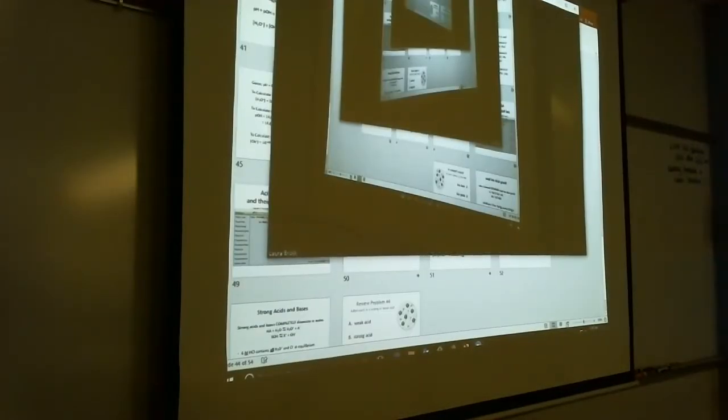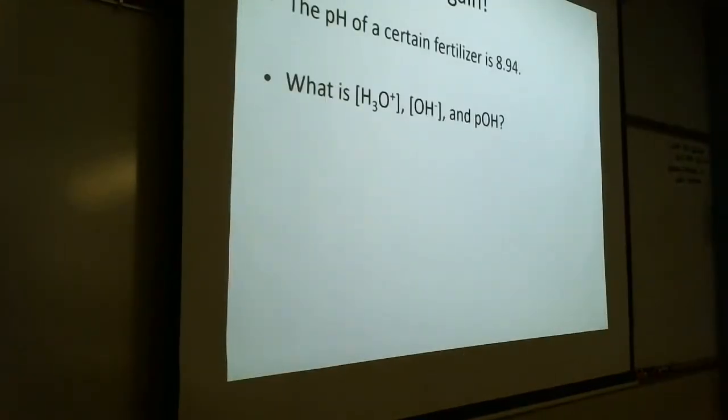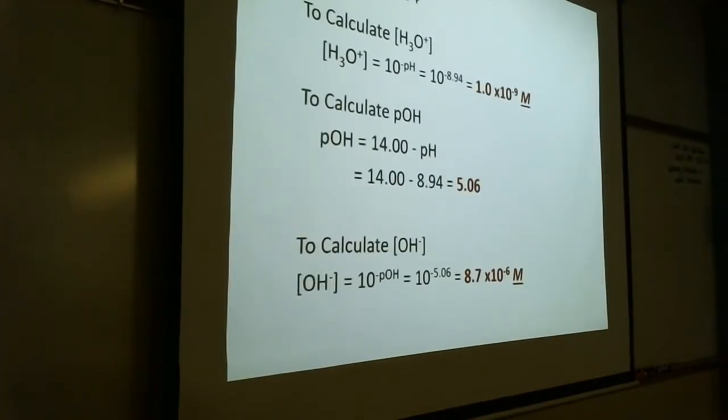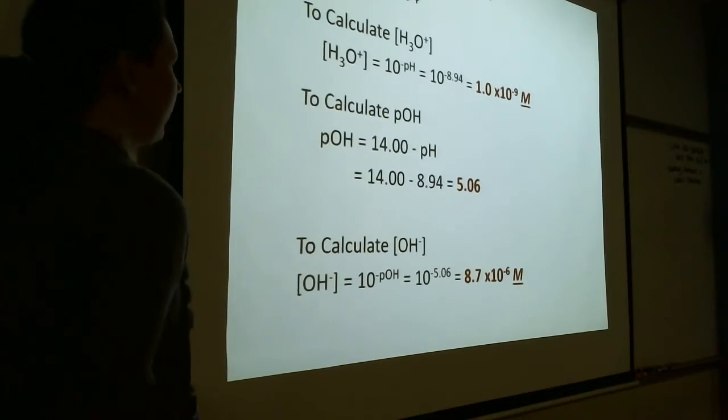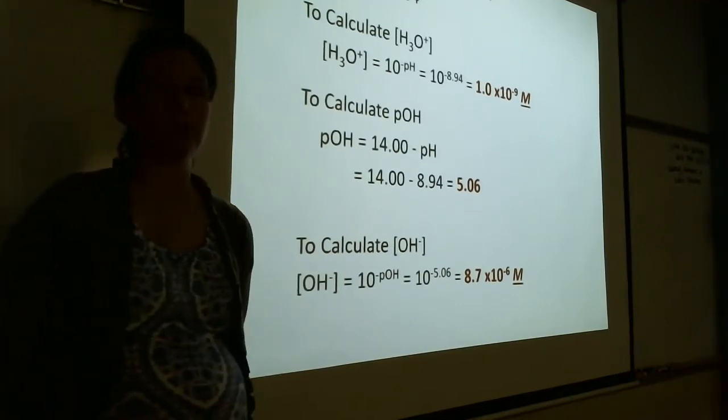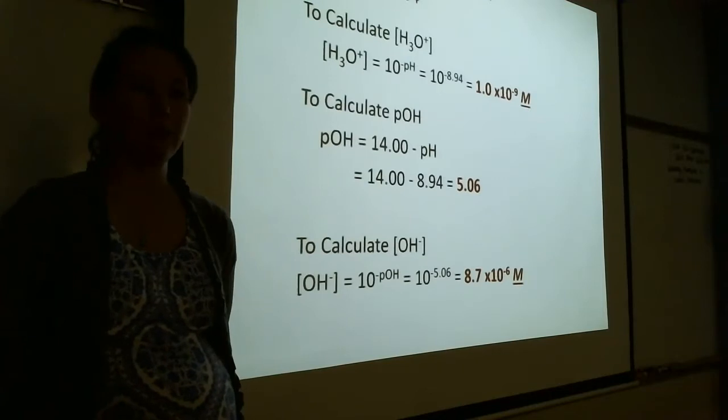All right, let's go over this problem, see if we agree. So what I did, and you can do this in any order you want, right? I calculated hydronium ion concentration, and then I calculated pOH, and then I calculated hydroxide ion concentration. You should have the same numbers regardless of the order that you do it. And following our sig fig rules, do we agree on values, sig figs, units, etc.?